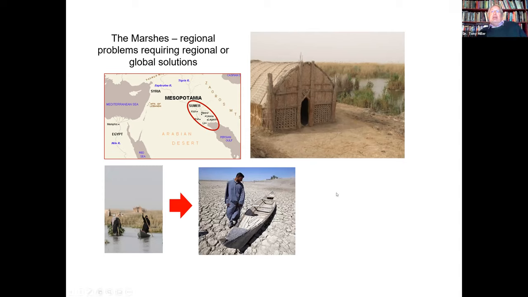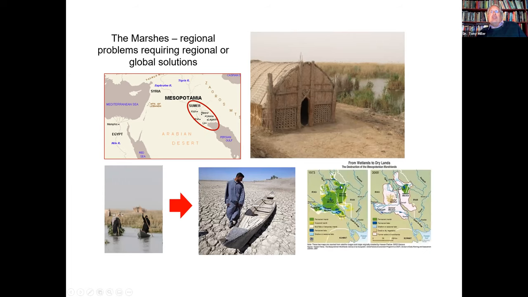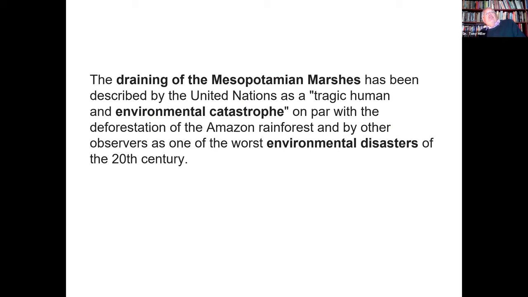You can see on this map the green on the left shows the previous extent of the marshes in 1973, and the extent in the year 2000. This has increased slightly, but is beginning to go down again now. The draining of the Mesopotamian marshes has been described by the United Nations as a tragic human and environmental catastrophe on a par with the deforestation of the Amazon rainforest, and by others as one of the worst environmental disasters of the 20th century. So it really is of major importance, with an importance beyond just the immediate area of southern Iraq.